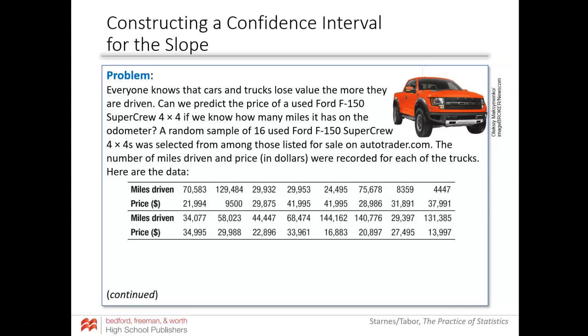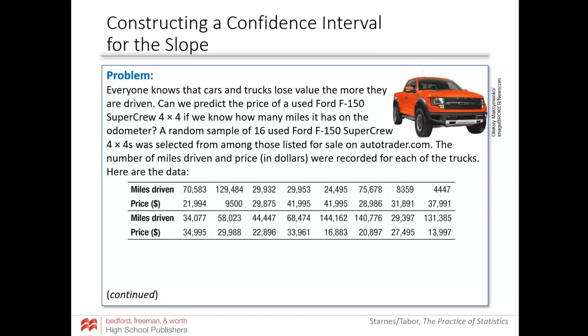So I think we had this problem back in chapter 3. We're looking at those Ford F-150 Super Cruise, and we want to know how many miles on the odometer would help us predict the price. We totally did this problem before, I remember. So we have a random sample of 16 used Ford F-150s, and then here's their information. The number of miles driven and the price in dollars is recorded.